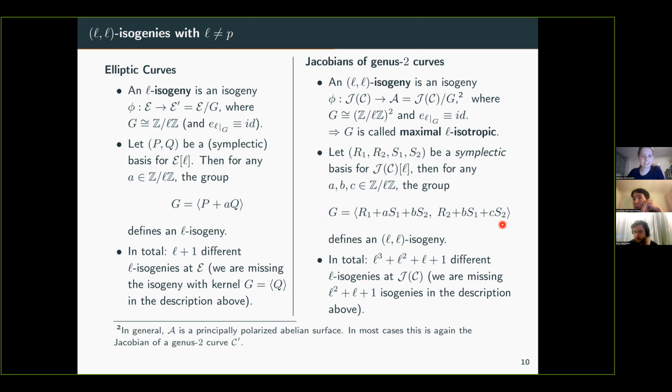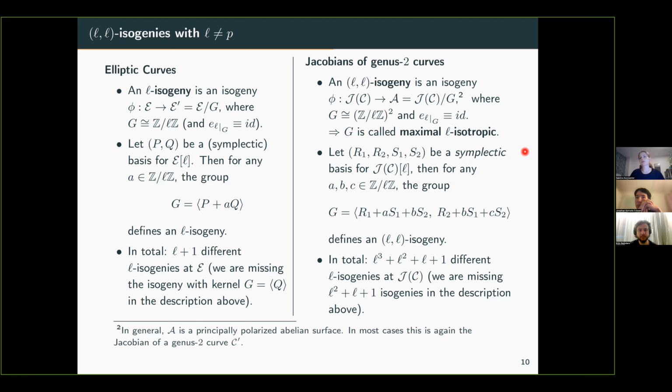With the only condition that I think I forgot to mention, that this basis has to be symplectic. It's again a condition that doesn't appear in the elliptic curve case, because for elliptic curves, we always have symplectic bases for the L-torsion, only that we never mention that because it happens automatically. And in this case, it's something that we need to ask for.